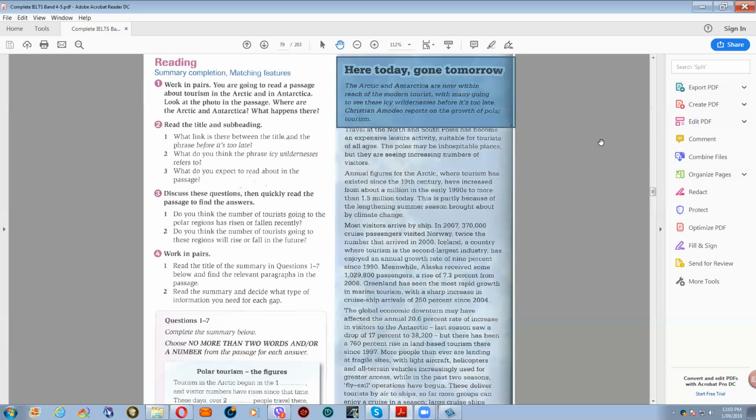Wilderness. If from nature, pretty much untouched by human hands.